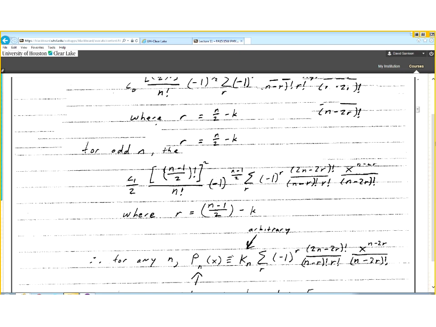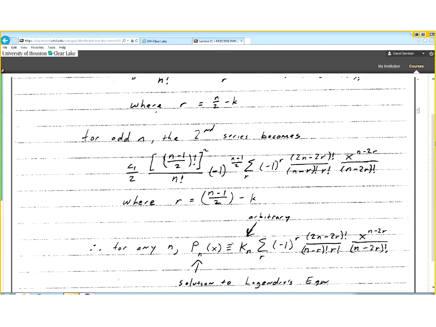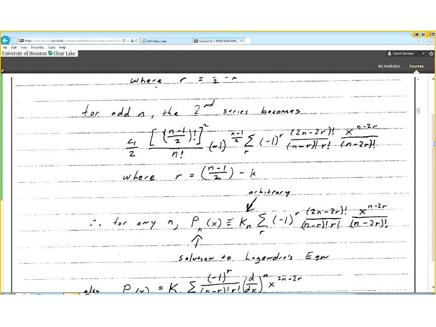Now for odd n, the second series becomes a polynomial, where it looks almost the same, except now you have r defined by (n minus 1) over 2 minus k, which works if n is an odd number, because then that's still an integer. And so what you get is that for any value of n, you're going to get a polynomial.